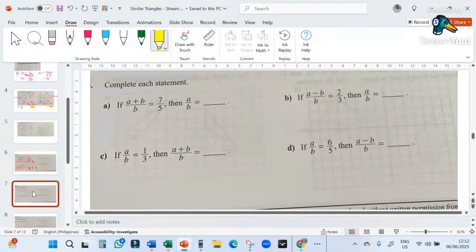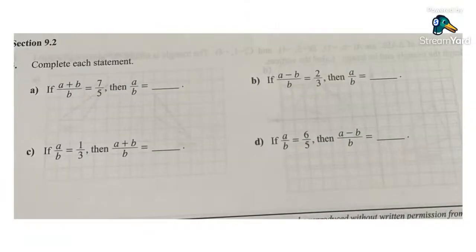This time it's letter B. Again, we're interested in what A over B is. It will be the same approach. So let's separate the fraction. It's a subtraction process. A over B is still there, but this time it's a negative B over B. So if you're going to combine these two fractions, A minus B on top, and you just copy the denominator, is equal to 2/3.